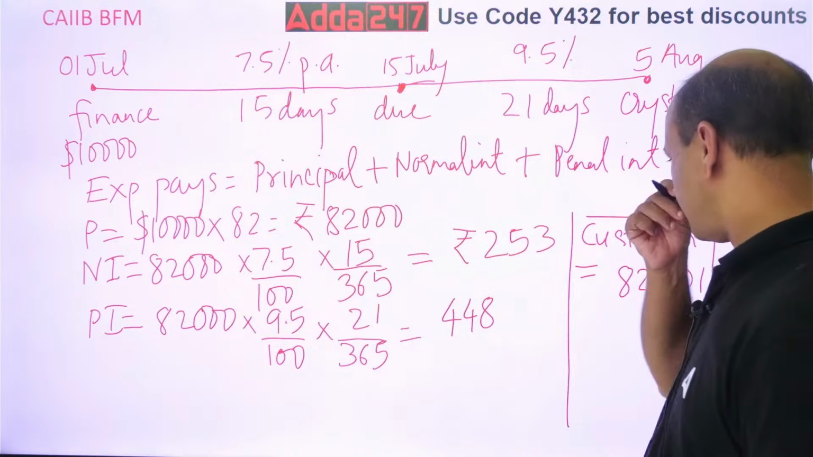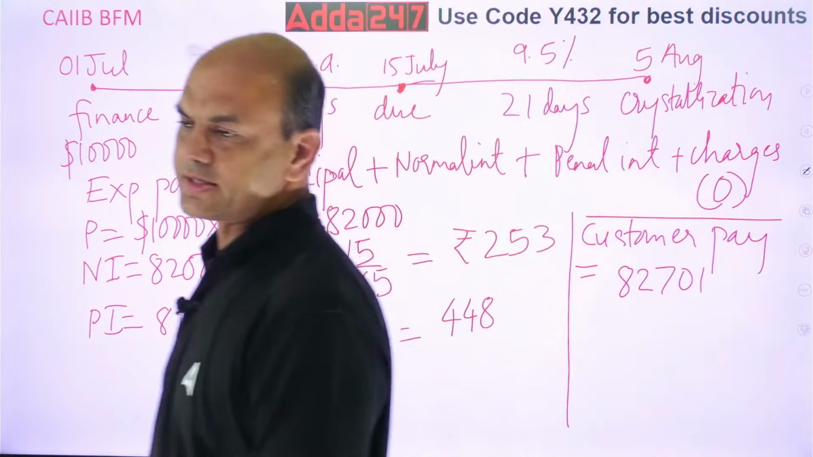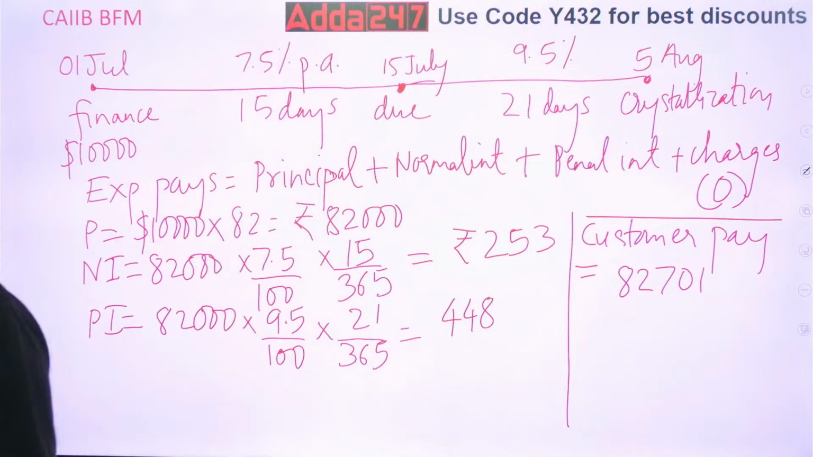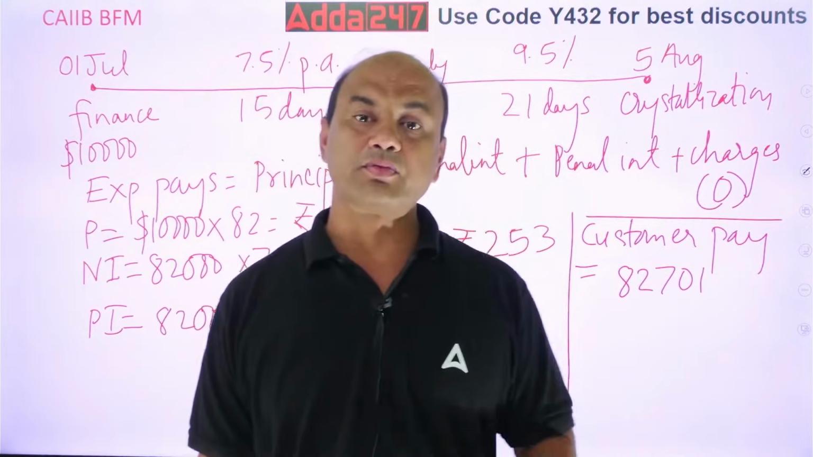82,701. This much the customer will pay you on crystallization. Okay? This is an important numerical for crystallization.